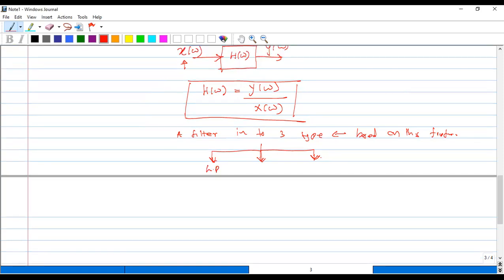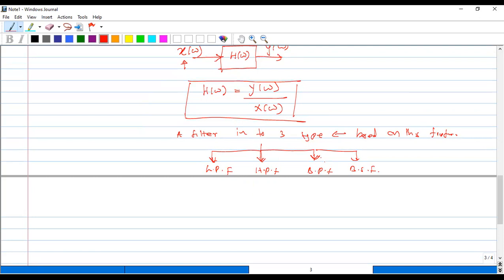So there are three types actually: low pass filter, high pass filter, and band pass filter. Actually, four types are there. It is called band stop filter. So these are the four types: low pass, high pass, band pass filter and band stop filter.